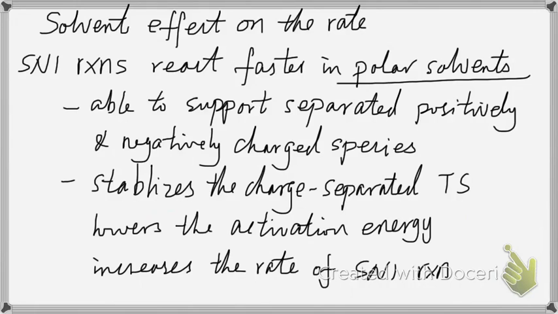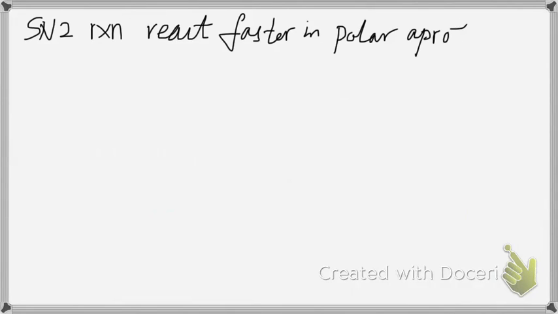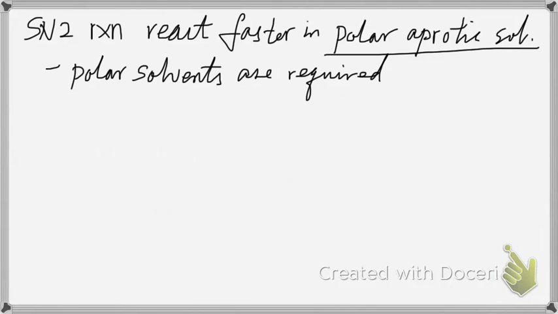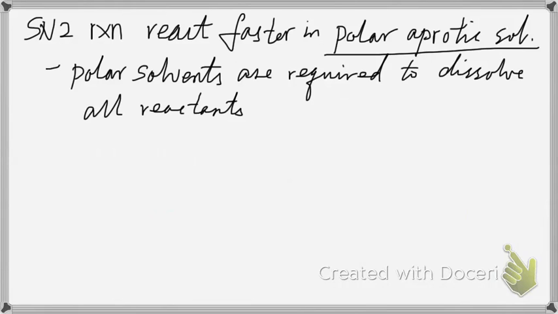So SN1 reacts faster in polar solvents. For SN2 reaction, it will react faster only in polar aprotic solvents. SN2 does need polar solvents, but not all will work. Well, polar solvents are required because we need to dissolve all the reactants. We need polar solvents to stabilize the charge-separated transition states.